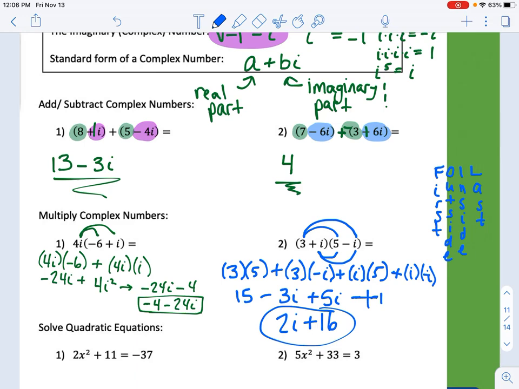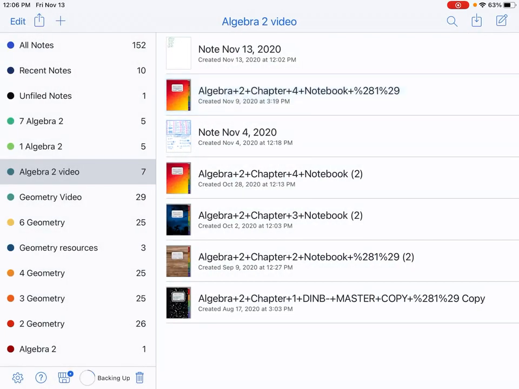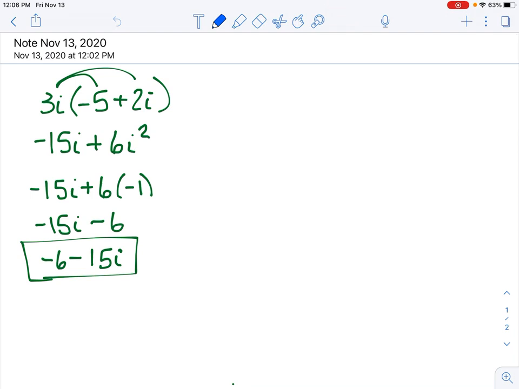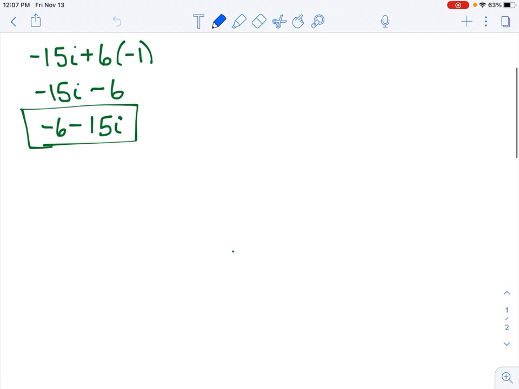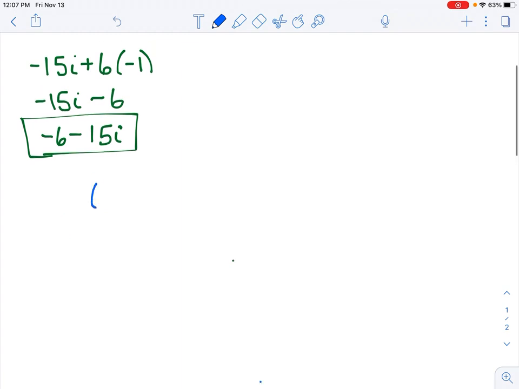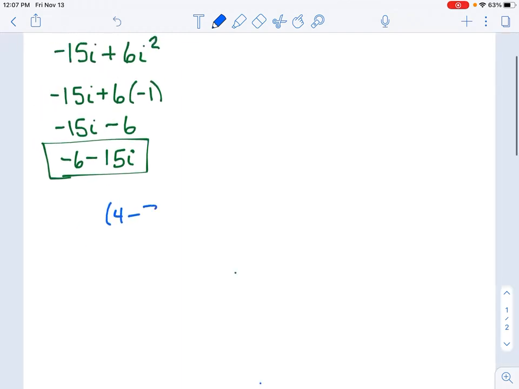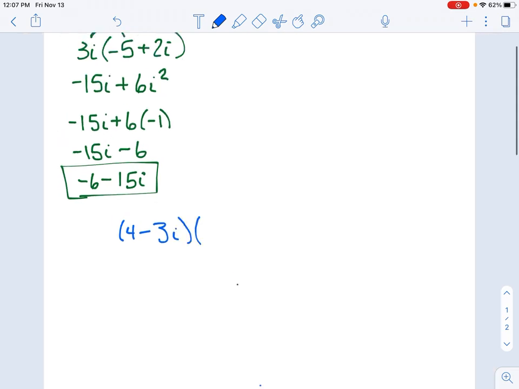All right, we're going to try another one of these once again on the other page, and then we will move on to something different, but yet similar. So we are going to take a similar type problem, 4 plus 3i times -1 minus 2i. Double distribute, so first times first, outside times outside, insides, and then last.